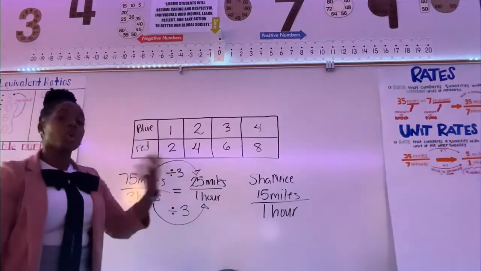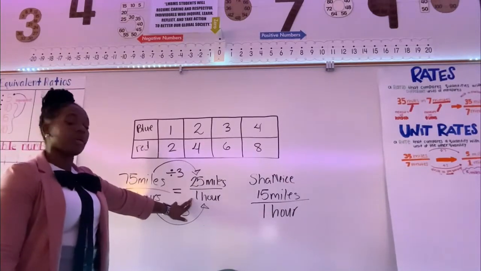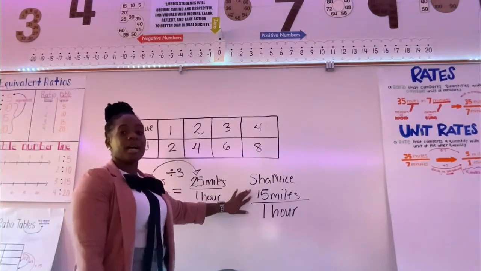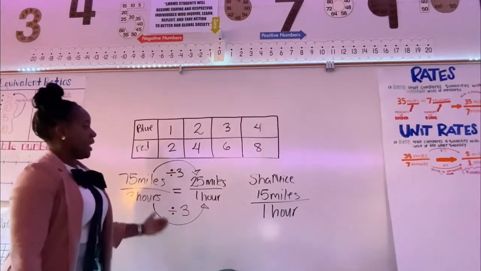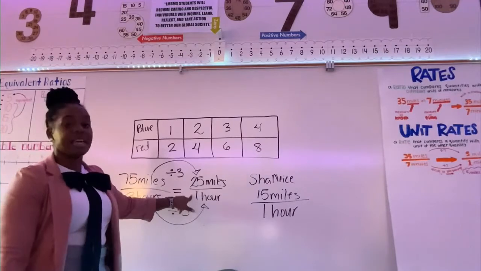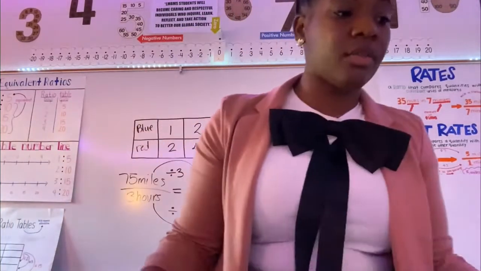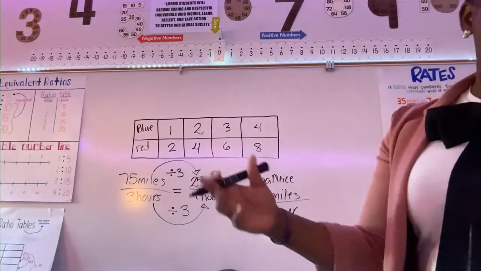So we're talking about who did this the fastest. So 25 miles for 1 hour compared to 15 miles for 1 hour. It seems that Brian is covering more miles in the same time than Shanice. So in this case, Brian would have covered more miles. His is better. All right.